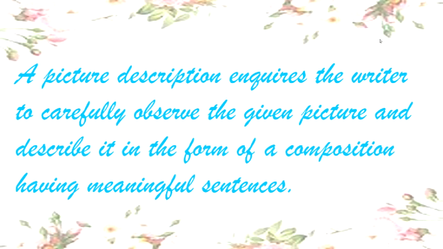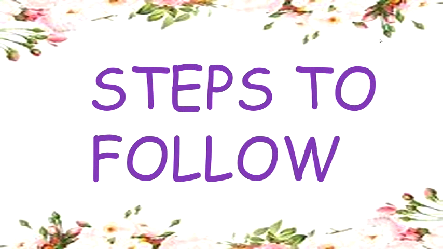A picture description requires the writer to carefully observe the given picture and describe it in the form of a composition having meaningful sentences. So, students, what do we mean by this? Yes, it means that whenever you see a picture, you carefully observe it and then you have to describe it in such a way so that the viewer or the listener gets a complete idea of your picture. Okay, so let us see technically what steps do we need to follow.